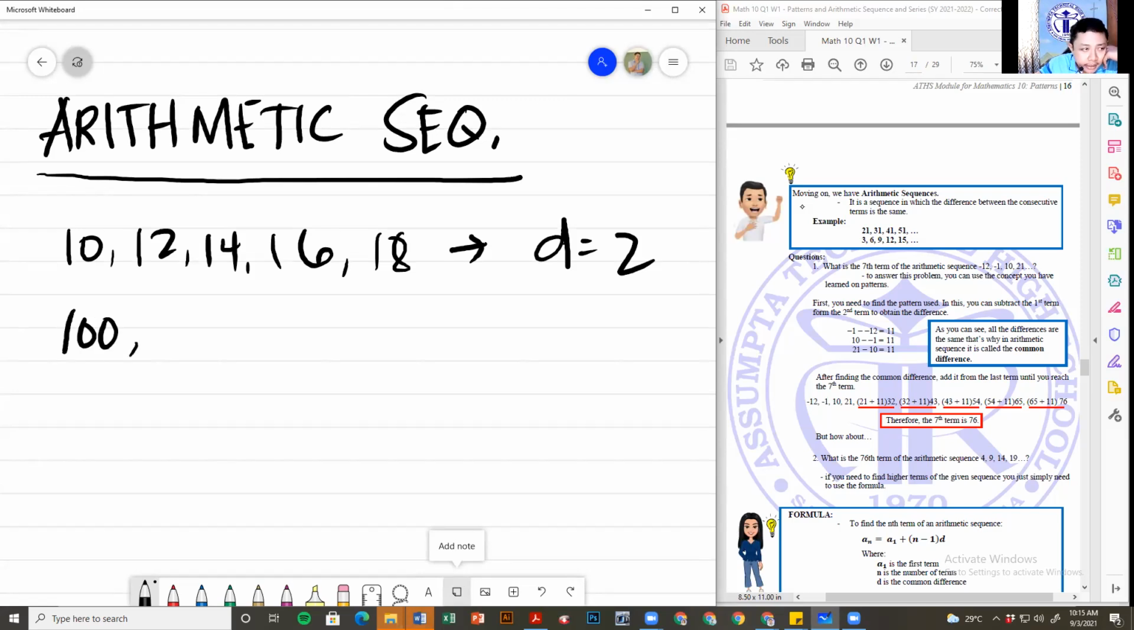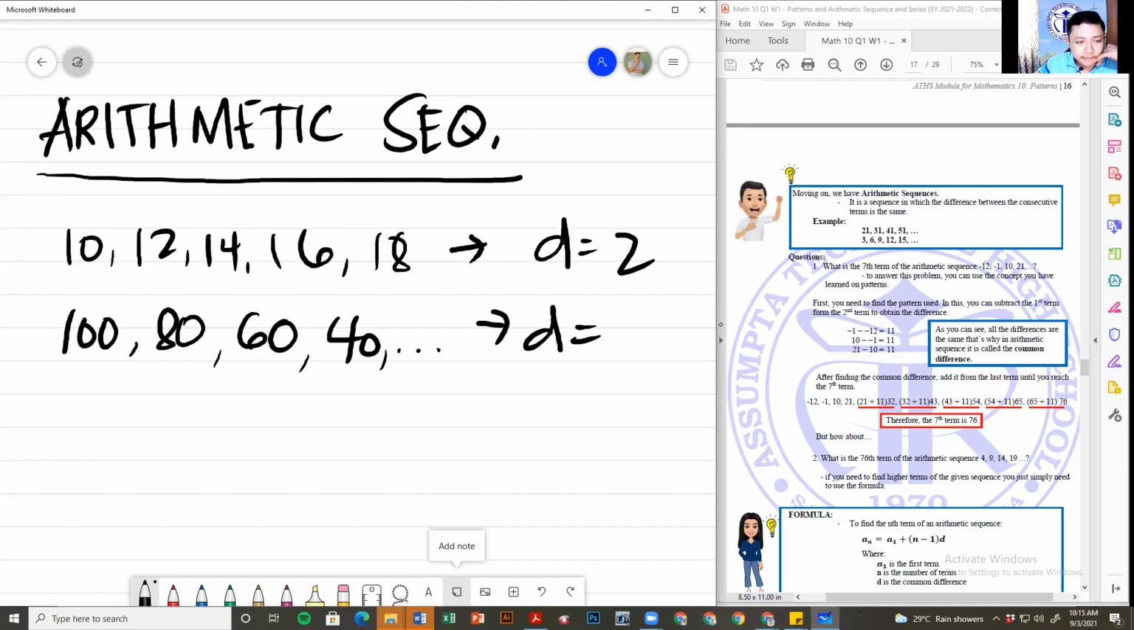And then we do the subtraction. Minus 20, magiging 80. Minus 20, becomes 60. Minus 20, 40, etc. What's the common difference? Type in the chat box, please. What's the common difference for this next sequence? Exactly. It's not 20, it's negative 20 because we are subtracting.